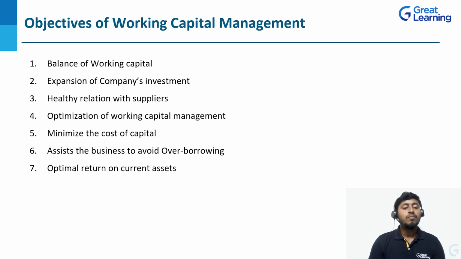Next point, optimization of working capital management. Optimization is nothing but minimizing the working capital. Whatever money is required for the organization's day-to-day expenses, as much as possible we need to minimize the expenses, either on printing and stationery, or towards the purchase of raw material, or transportation, or any other thing. As much as possible, we need to optimize, and then manage the working capital in an organization.